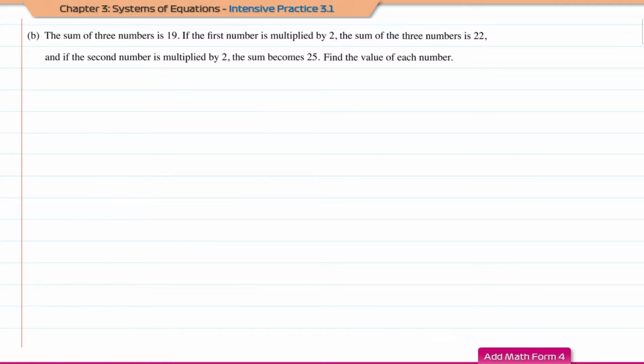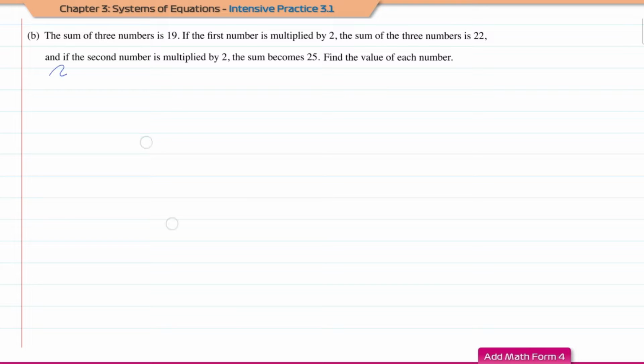The sum of three numbers is 19. If the first number is multiplied by 2, the sum of the three numbers is 22. And if the second number is multiplied by 2, the sum becomes 25. Find the value of each number.